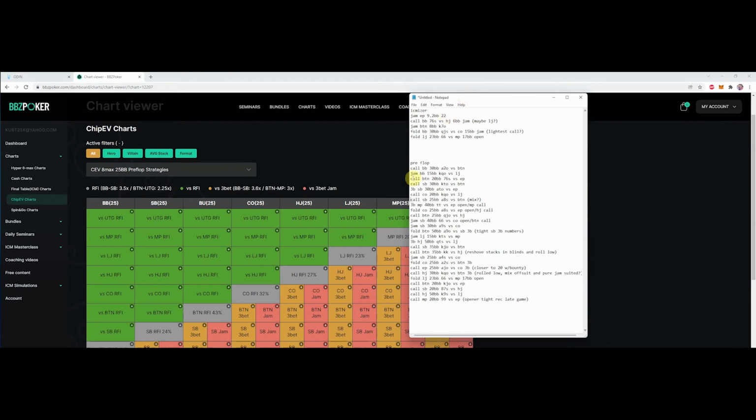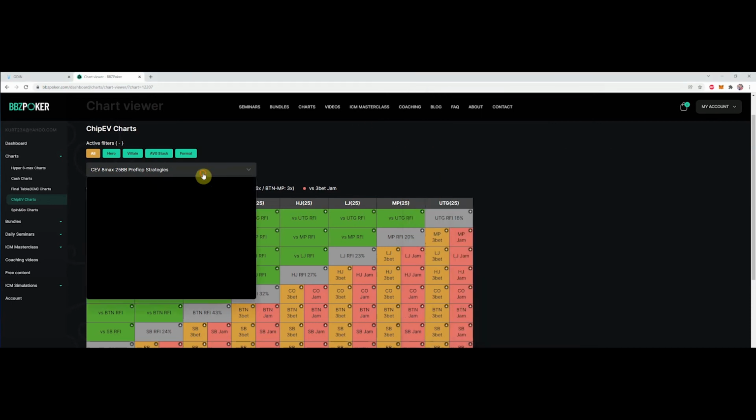Maybe we can even end up taking a pure jam strategy versus a tight button opener. And yeah, we have another very similar spot. Actually, we'll take a look at it. Looks like we called the small blind with king 10 off from a button open.